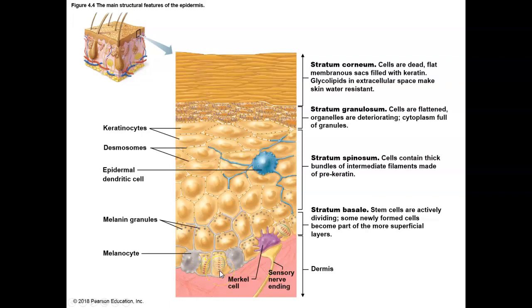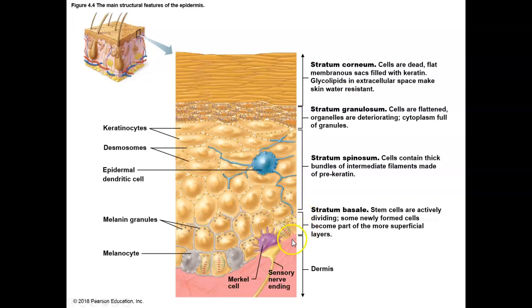We have stem cells that produce new keratinocytes undergoing mitosis. They're all in this basal layer. And then we have these melanocytes. Melanocytes are the ones that produce melanin, which I'll talk about in just a couple minutes. So that's all in this basal layer. The basal layer is the layer that undergoes mitosis continually.